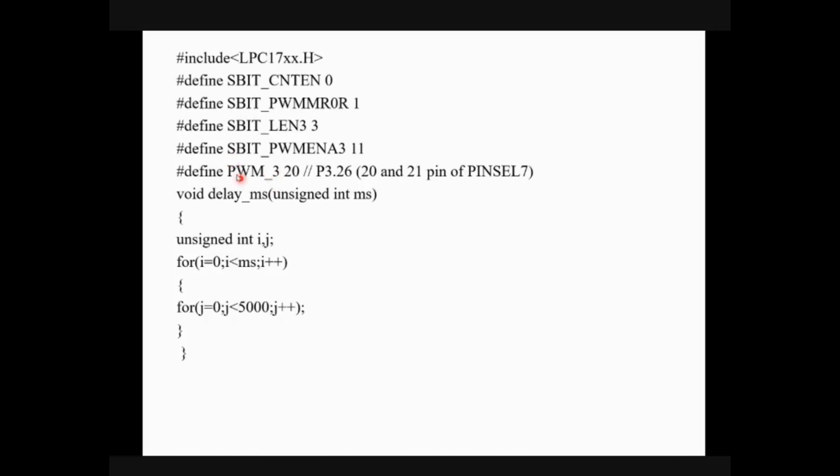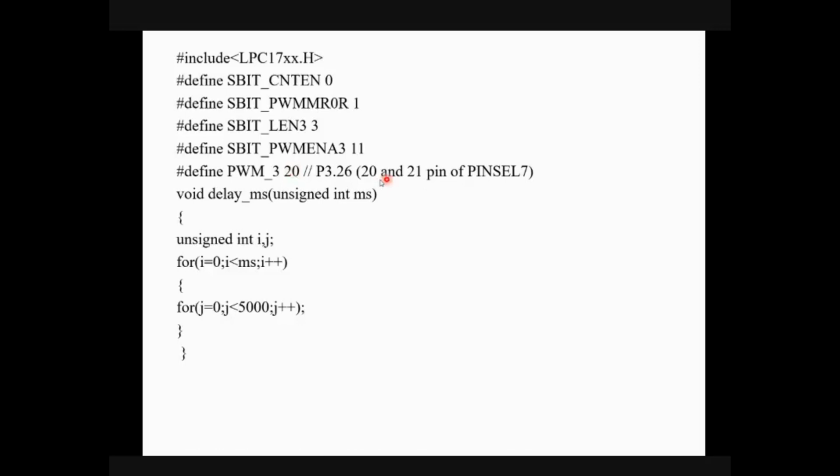This is just a variable name I've given to the port 3 26 pin where our PWM output is available. On our LPC1768 board, the PWM output is available on port 3 pin 26, but this pin is controlled by pin select 7 register bits 20 and 21. Because it is controlled by 20 and 21, I'm just using the 20 here. You may ask, why not 21?